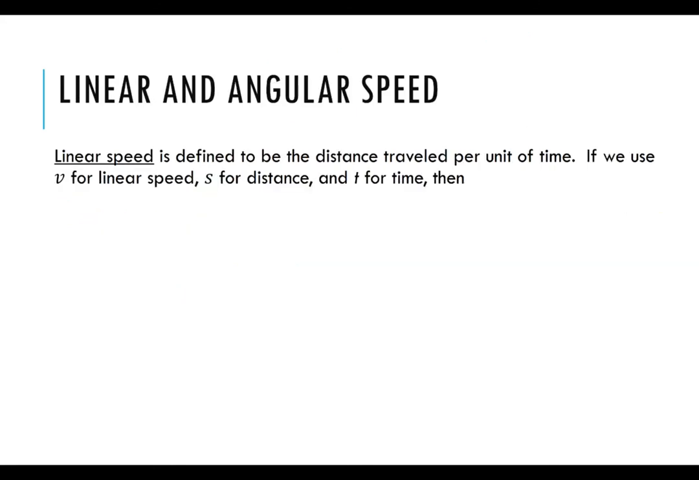Some more definitions and applications. We're going to have this thing called linear and angular speed. Linear speed, we know what that is. That's going to be the distance traveled per unit time. Miles per hour is something we use often enough in our vehicles. For our notation, v is going to represent linear speed, s is going to represent distance, and t is going to represent time. If that's the case, then our linear speed v is equal to s divided by t, distance divided by time.